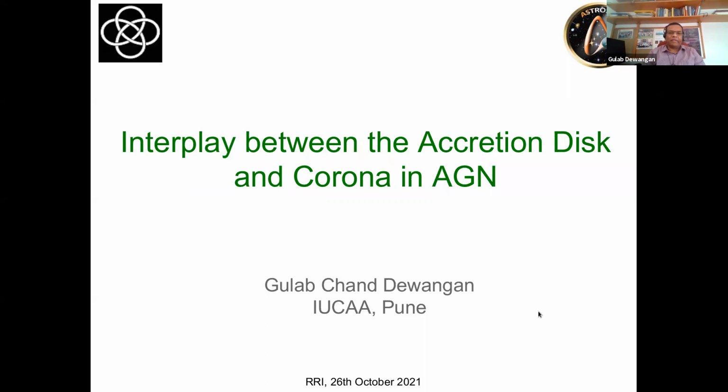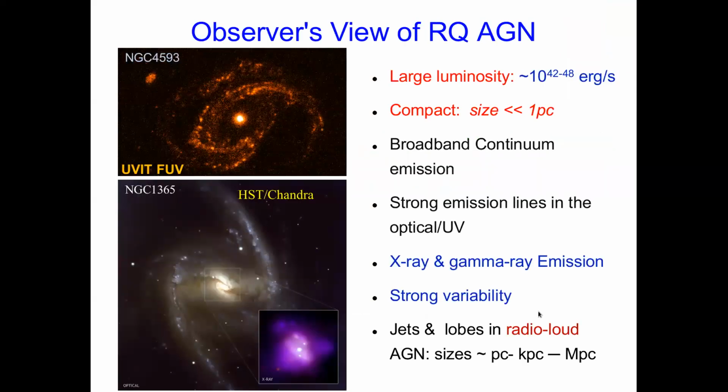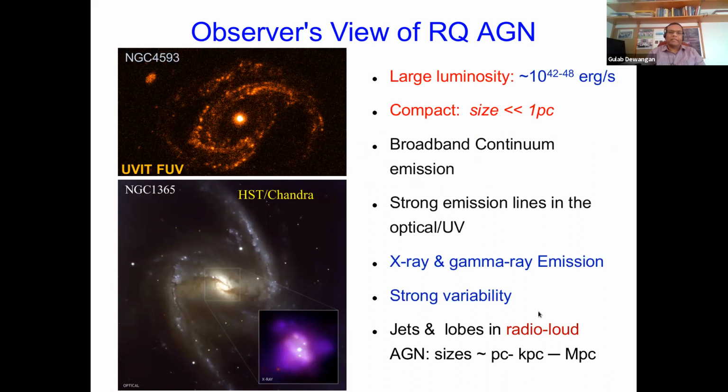So as Vishwajit mentions, I'm going to talk on the interplay between the accretion disk and hot corona in active galactic nuclei. So let me briefly introduce active galactic nuclei. Of course, the AGNs are the nuclei of galaxies which are active in some sense, and they produce large luminosity of the order of 10 to the power 42 to 10 to the power 48 ergs per second. They are compact, they are unresolved at all wavelengths. The size is much smaller than a parsec. These nuclei emit broadband continuum from radio to X-rays and gamma rays.